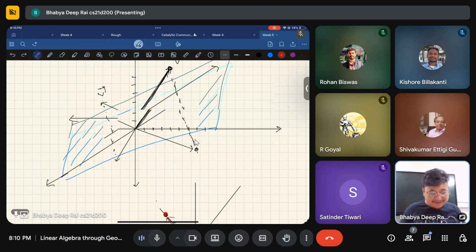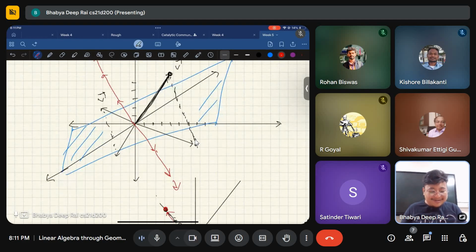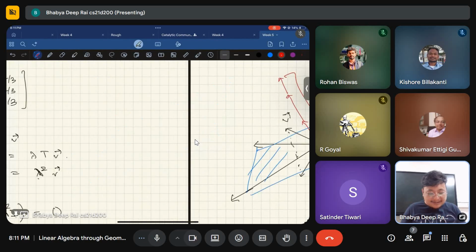Same thing is happening here. 1 comma 1 comma 1 will be lying across this. Again, the plane I've drawn is upside down to what it actually is, so this is actually minus 1 comma minus 1 comma 1 comma 1, whatever. You get it, right? The length is preserved when you reflect. This length is the same as this length, and the direction is reversed.